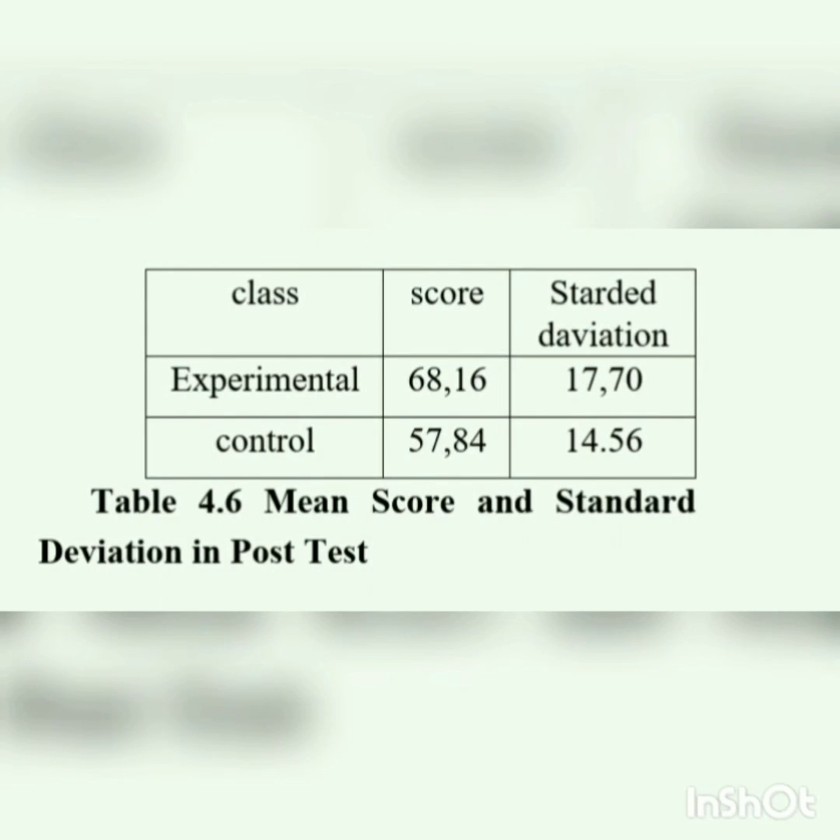Table 6 is the mean score and standard deviation in the post-test. On the table, we will explain about the class, score, and standard deviation. The first one is the experimental class, score 68.71, and standard deviation is 10.70. And the second is the control class, score is 57.84, and standard deviation is 10.56.